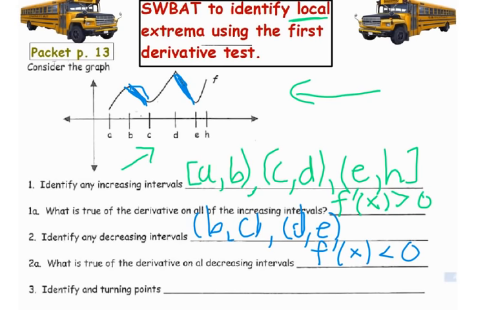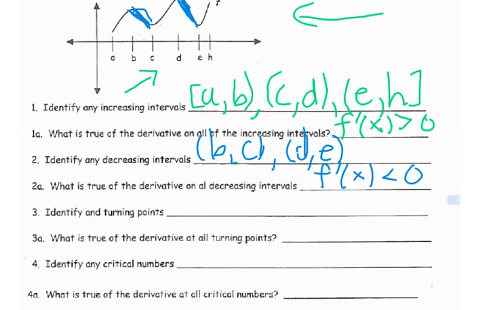All right, let me move this up. Next question, problem number 3, identify any turning points. Well, we can see that the original function has a turning point at x equal to b. We have a turning point at x equal to c. Another turning point at x equal to d. And our final turning point on this interval is x equal to e.